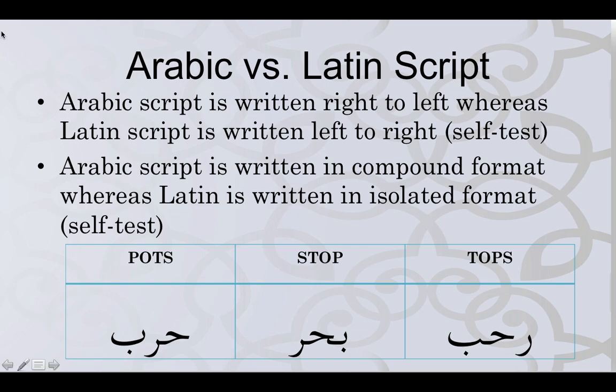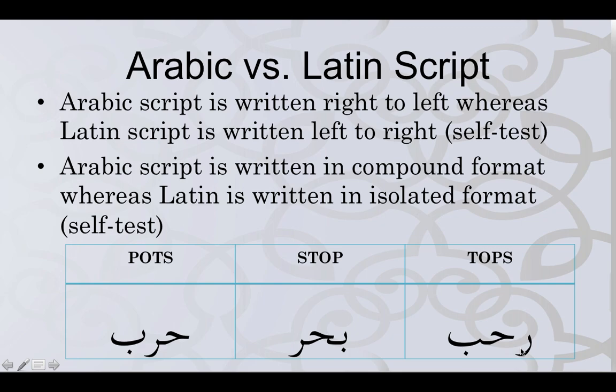They're not written together. But the difference between the Arabic script and the Latin script is this. The words that you see below, obviously because in Latin we went left to right, correct? In Arabic we go right to left. So we have these 3 words: this word is rahab, this word is bahar, and this word is harab.